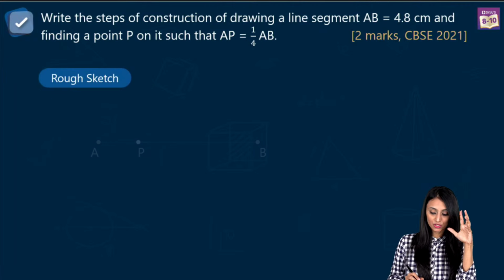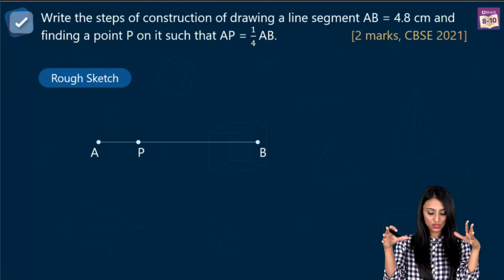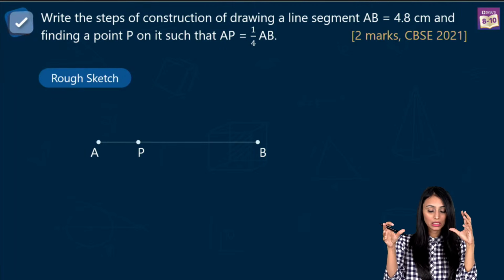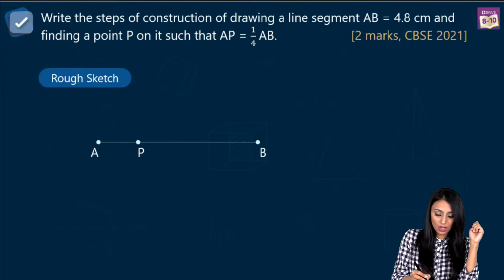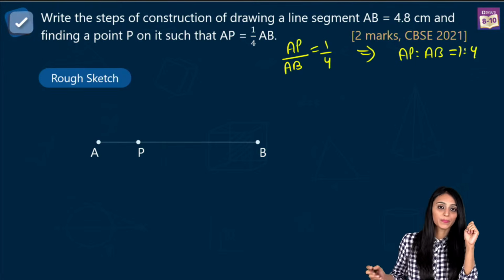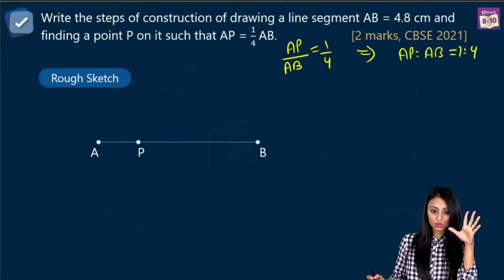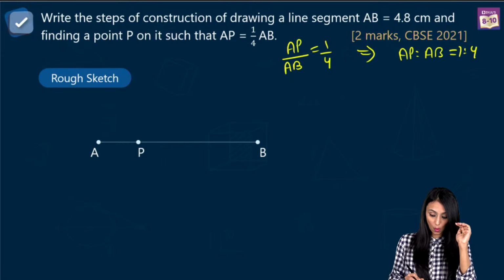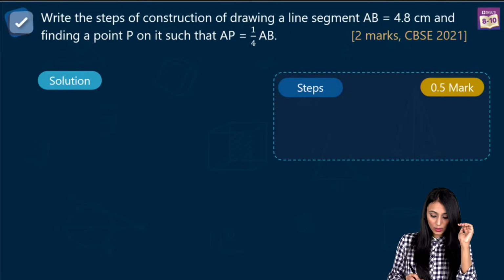So first of all, let's draw a rough sketch. We have a line segment AB which is 4.8 centimeter. I have to divide it in such a way so that AP is 1/4 of AB. Or I can write it this way also. If I take AB to the other side, that's 1 by 4. This means AP is to AB, that's 1:4. Correct? This is what we need to basically draw.